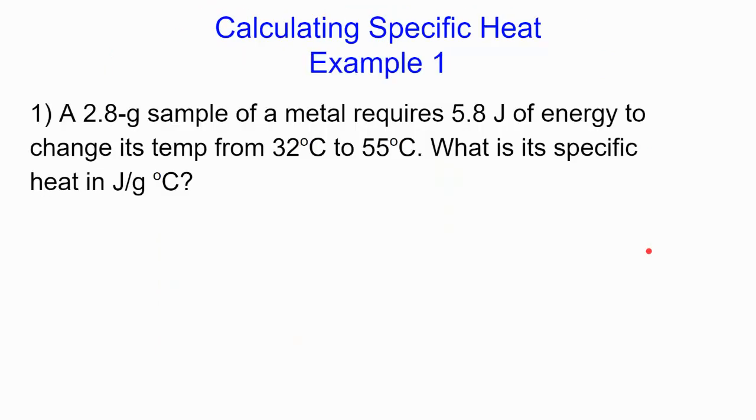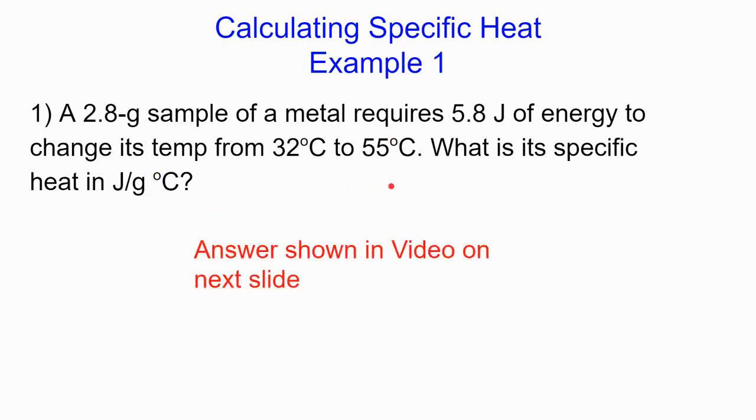All right, so let's do some calculations with that Q equals MC delta T equation. So here's example one. Here I'm telling you we're solving for specific heat. You can also look at your givens. You have mass, you have joules, and you have a delta T. So all you're missing is the specific heat right here. So I made another video that's linked in here. We're going to watch that video real quick.